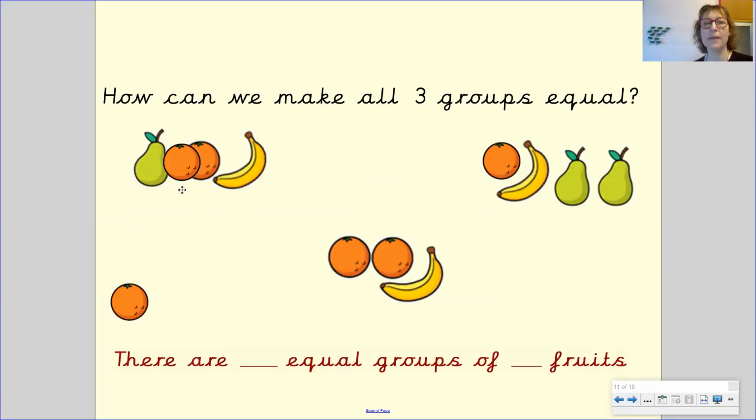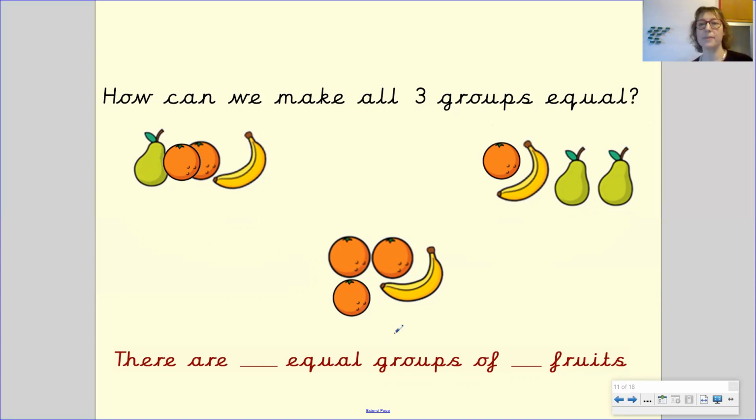So how can we make all of these groups equal? So I've got 1 group of fruit here, 1 group of fruit here, and 1 group of fruit here. What do I do to make them equal? I need to put that piece of fruit in this group here. So now I have 4 pieces of fruit here, 4 pieces of fruit here, and 4 pieces of fruit here.